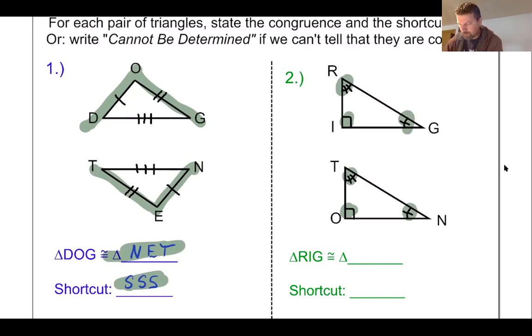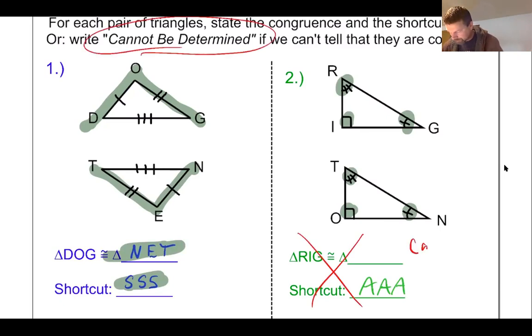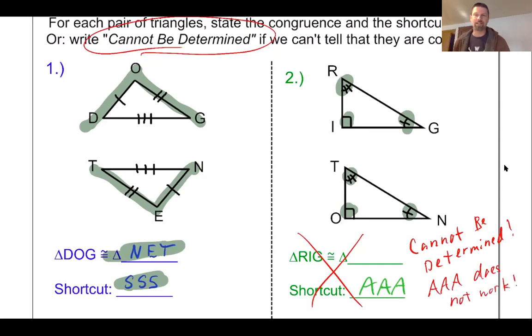If I were to write a shortcut, that shortcut would be angle, angle, angle. Unfortunately, angle, angle, angle does not work. So I can't say these triangles are congruent. I would have to say cannot be determined. They might be congruent, but I don't know. The reason we can't determine it is angle, angle, angle does not work. The other two do. Angle, angle, angle does not.